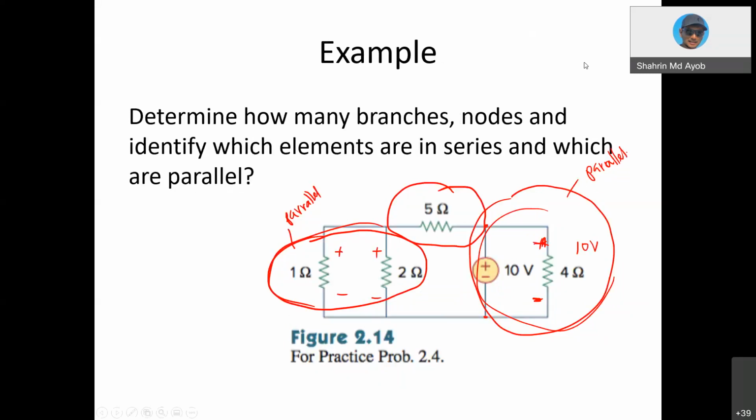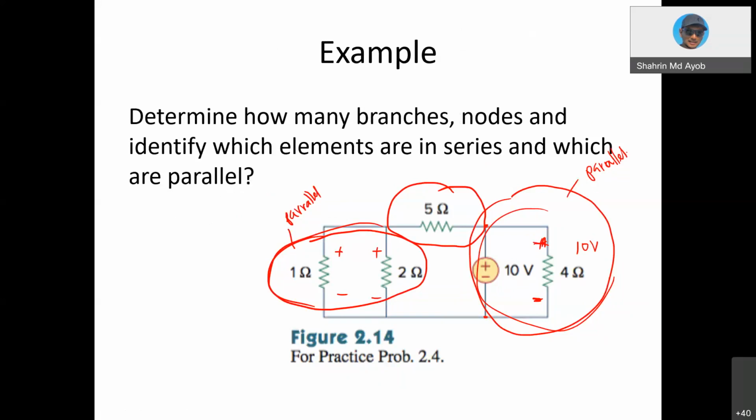Okay, I think that is the basics of series and parallel connections. That is the most important part. For the series, the current is the same. And for the parallel, the voltage across the elements is the same.